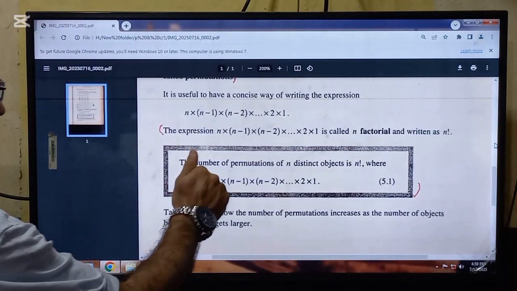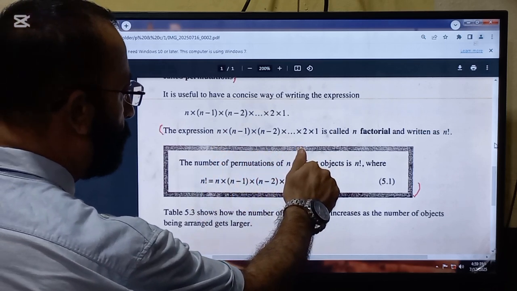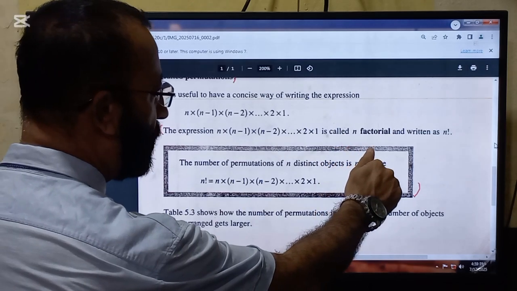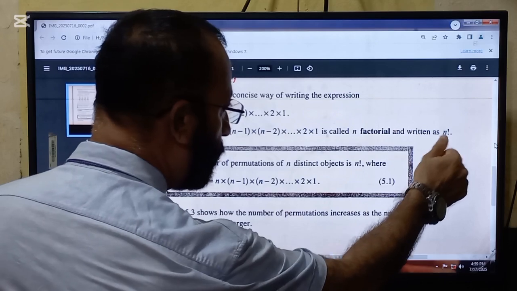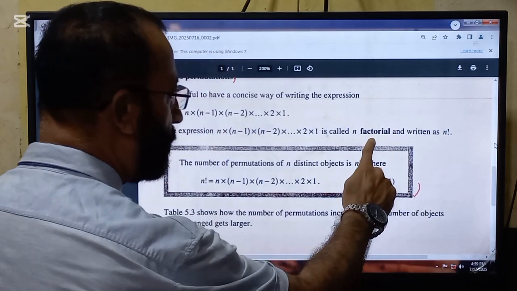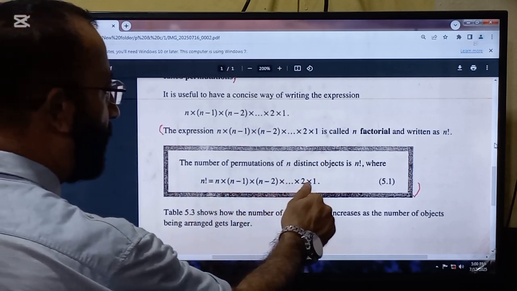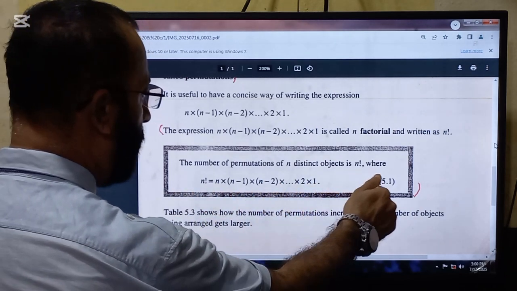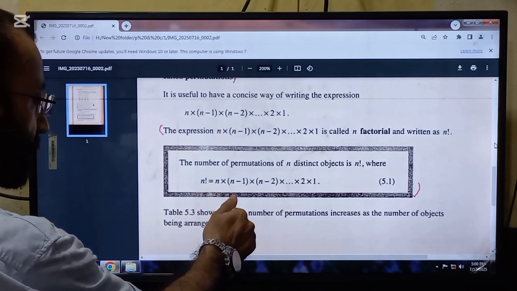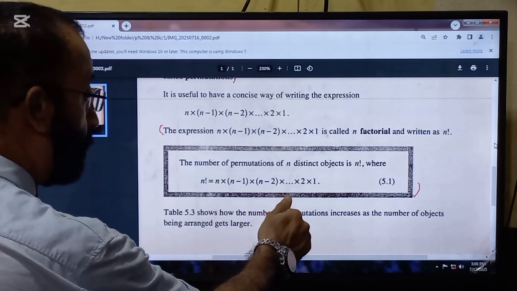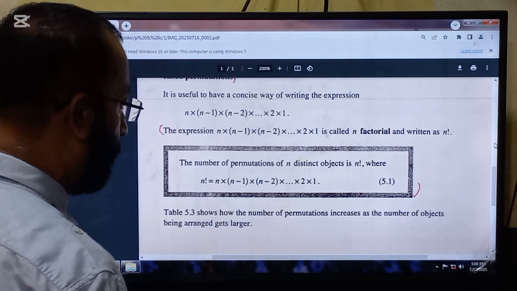The expression n into n minus 1 into n minus 2, and so on, into 2 into 1 is called n factorial and written as n followed by an exclamation mark. So that sign is for the factorial. The number of permutations of n distinct objects is n factorial, where n factorial is equal to n into n minus 1 into n minus 2, and so on, into 2 into 1. So this is called n factorial.